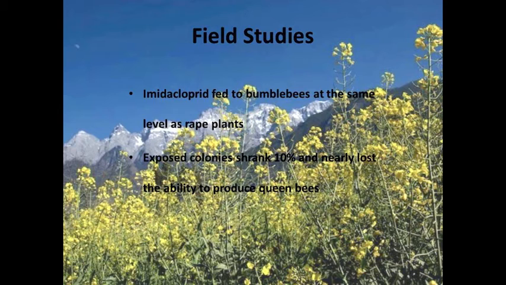One study fed bumblebees the same amount of a widely used neonicotinoid called imidacloprid as a rape plant would have received, and saw that the exposed colonies shrank 10% compared to those unexposed, and that the exposed colonies almost completely lost the ability to produce queen bees, which are the only bees to survive the winter to start new colonies. This implies a population-level impact.